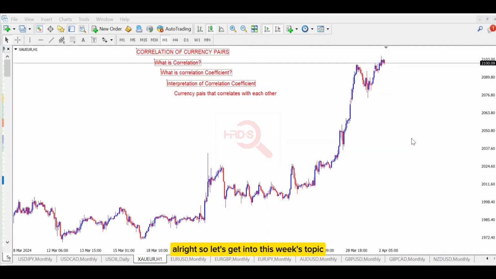All right, so let's get into this week's topic, which is correlation of currency pairs. What is correlation? Correlation is a statistical term. It is a statistical measure of how two variables relate to each other. Correlation is simply a measure that we use to understand the degree of relationship between two variables.